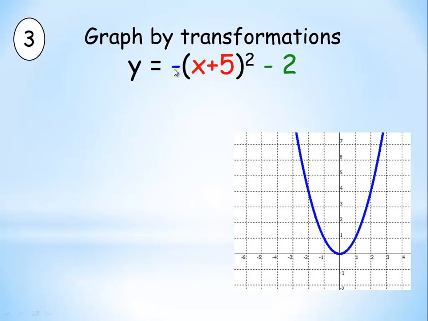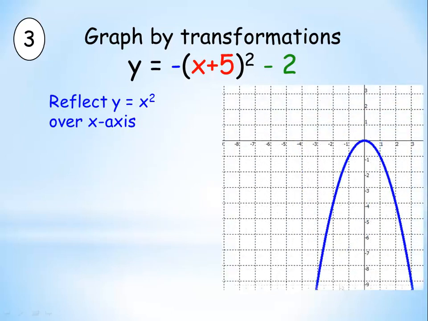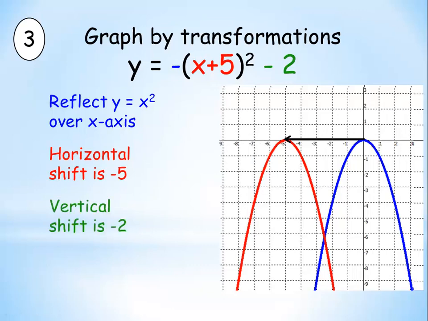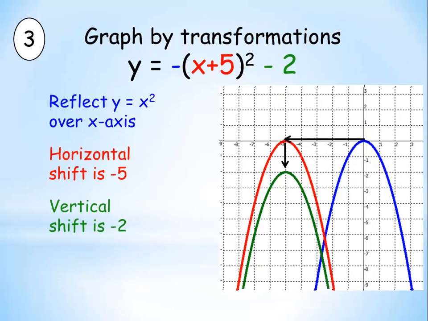Suppose we have a negative sign in front of the parentheses. We begin by reflecting the parent graph over the x-axis. In other words, we turn it upside down. Now take care of the horizontal shift, -5, and then the vertical shift, -2. The vertex is actually exactly the same, the opposite of +5, which is -5, and exactly -2 for our y value of the vertex.